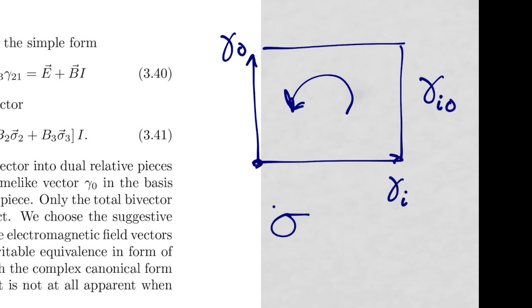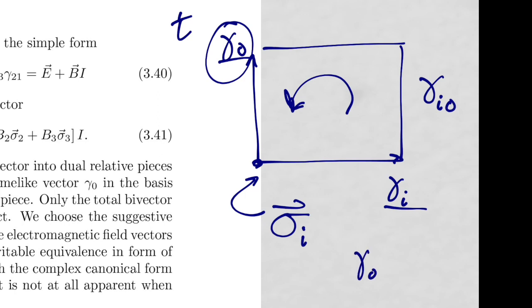So we know that sigma_i is literally this bivector, and that can be interpreted as the bivector where you take gamma_i and sweep it through gamma_0. Now what's the spacetime interpretation? We're calling gamma_0 the time axis, the unit vector along the time axis in four-dimensional Minkowski spacetime, which has these vectors.